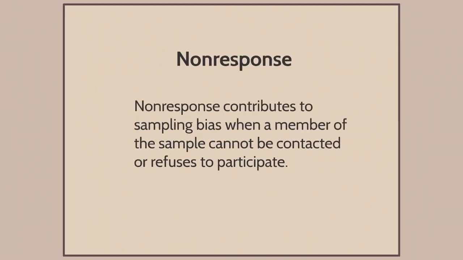Non-response is when a member of the sample cannot be contacted or refuses to participate. And if I end up not being able to contact a certain type of individual, or a certain type of individual refuses to participate, then in fact I can have systematic bias because of the non-response of those types of individuals. An example would be if I was studying drug use on a college campus, and so I ask individuals questions about their drug use, and individuals who are users don't even respond, I will come away with biased results.